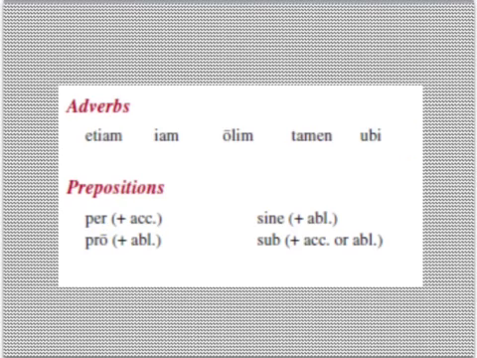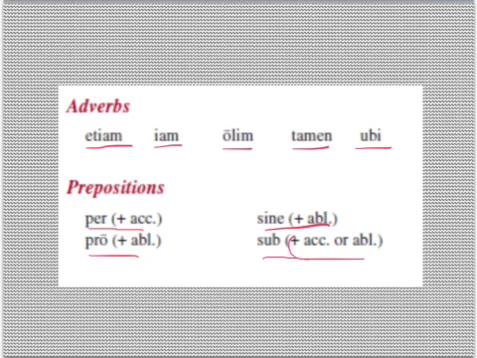And lastly, we have our pronouns and prepositions and adverbs. Etiam, also, iam, already or now, olim, once upon a time, tamen, nevertheless, ubi, when or where, per is through plus the accusative, pro is for, on behalf of, plus the ablative, sine is the opposite of cum, it's without, and sub can be with the accusative or the ablative.